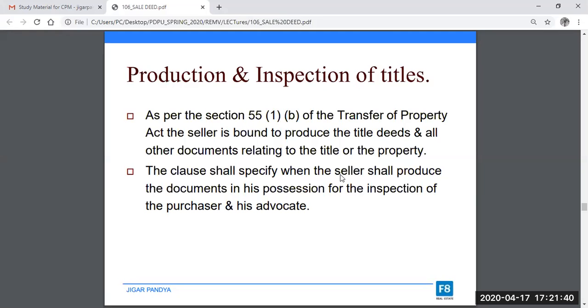And finally, we have something about title. As per Section 55 of the Transfer of Property Act, the seller is bound to produce a title deed and all other documents related to the title of the property. The clause shall specify when the seller shall produce the documents in his possession for the inspection of the purchaser and the registry.